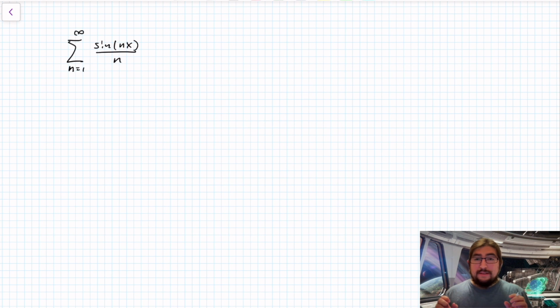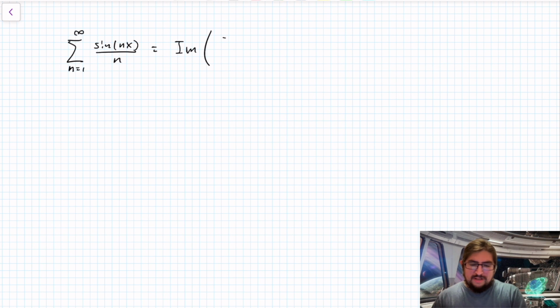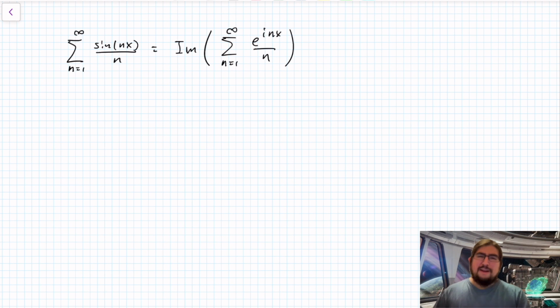So how I'm going to begin this is by noticing that this really is the imaginary part of e to the ix over n. So I guess we can write that as the imaginary part of the sum from n equals 1 to infinity of e to the i n x over n. Now, of course, I'm pulling the imaginary part out of an infinite sum, so there may be some kind of fudginess there, I guess you can say. But you'll see quite a bit of things where you may question the steps, but it ends up being okay in the end. The result is definitely true.